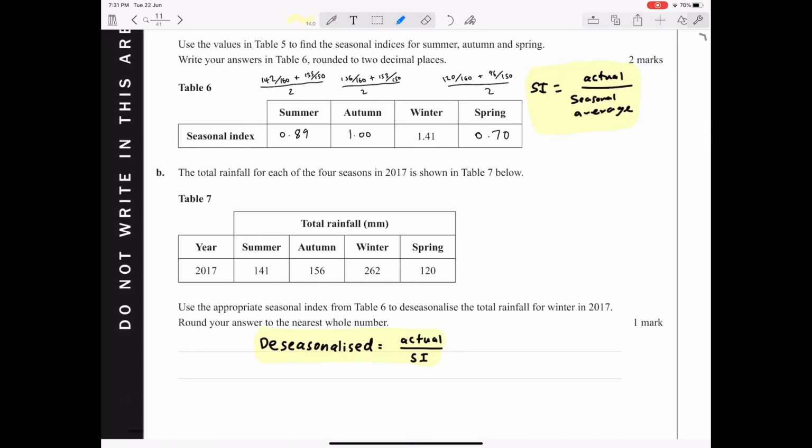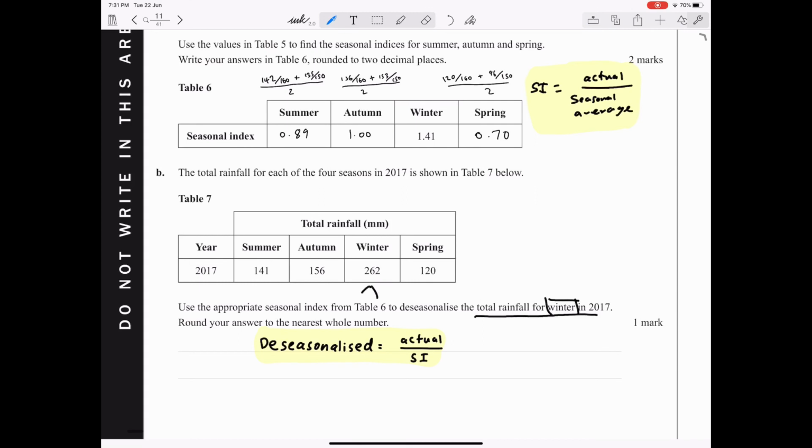Question 6b, the total rainfall for each of the 4 seasons in 2017 is shown in the table 7 below. Use the appropriate seasonal index from table 6 to deseasonalize the total rainfall for winter 2017. Round your answer to the nearest whole number. So we know that the formula for the deseasonalized rainfall would be the actual value in 2017 divided by the seasonal index. So we want to find the deseasonalized value for the total rainfall for winter in 2017.